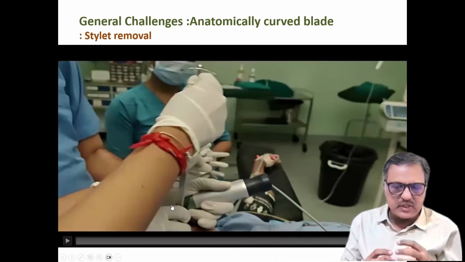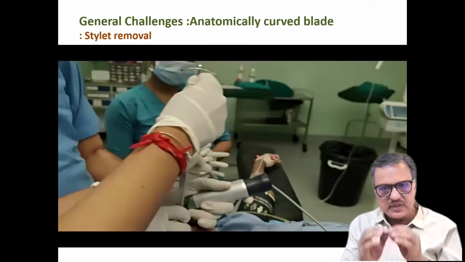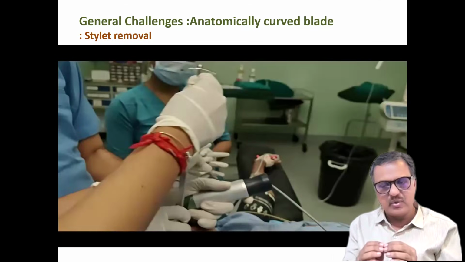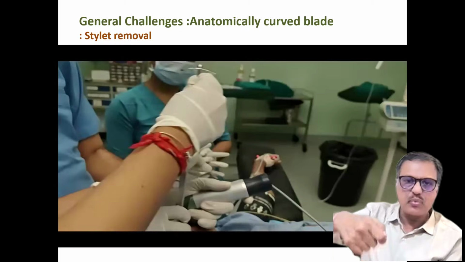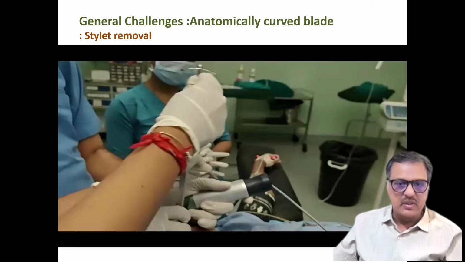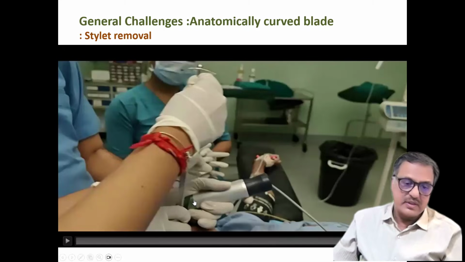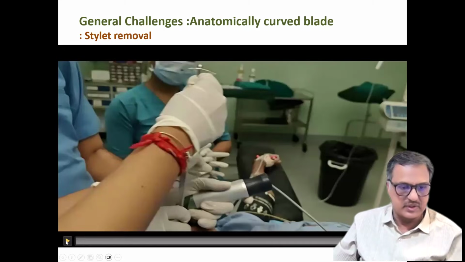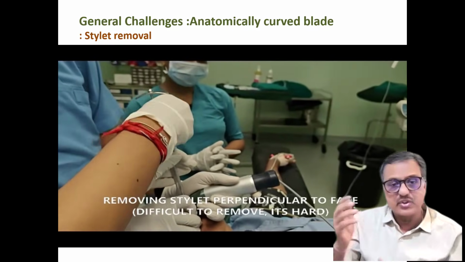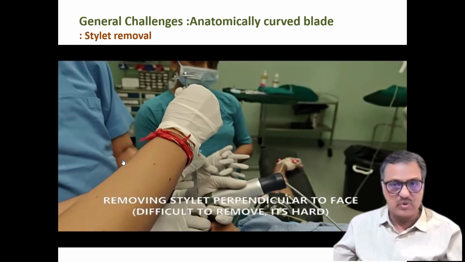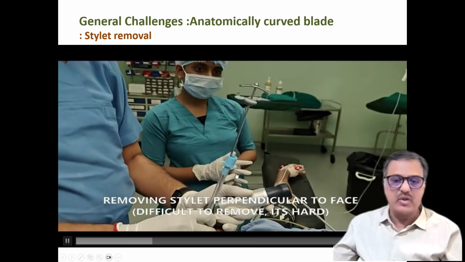Now, a common mistake all of us make: when the tip of the endotracheal tube with the stylet has reached the larynx, we try to pull the stylet out upward. That creates a lot of resistance and many times decreases your success rate. You're not able to intubate, or it increases the chances of trauma or laryngeal loop, as I'm taking it out upward, creating a lot of resistance.